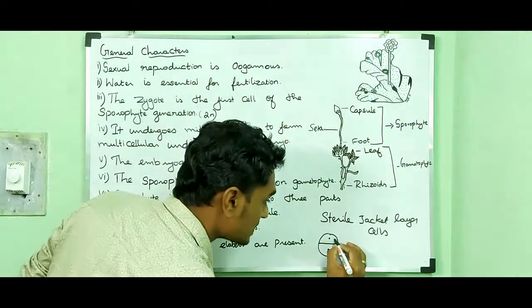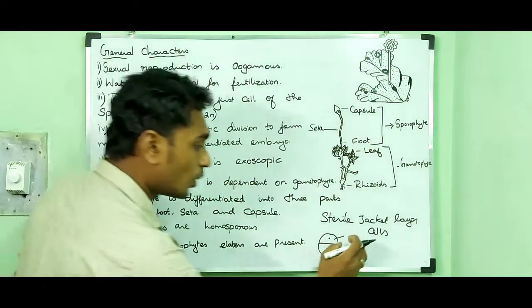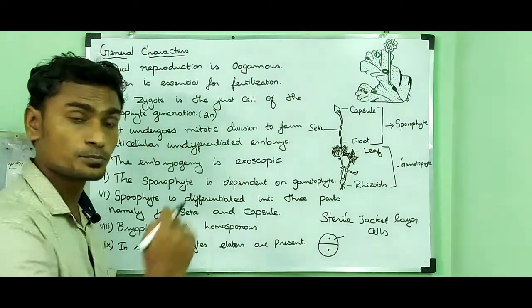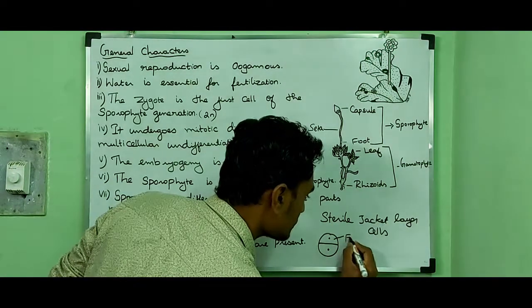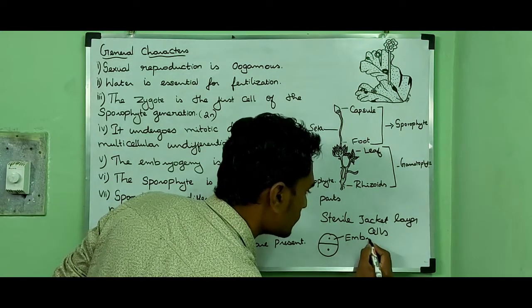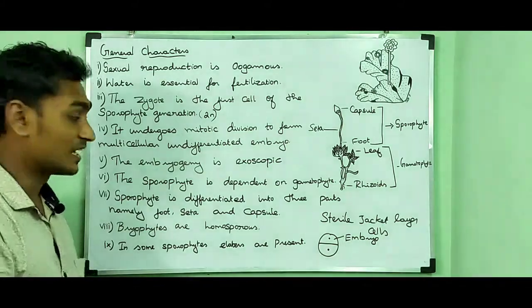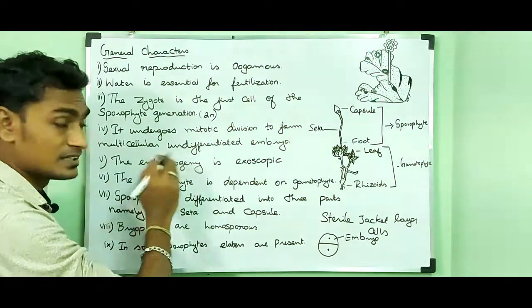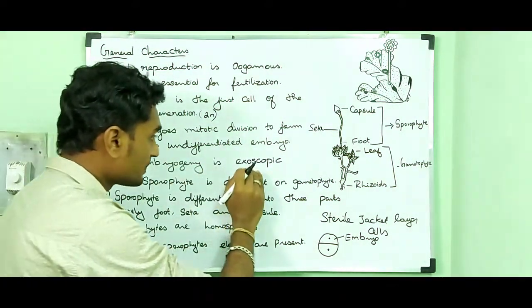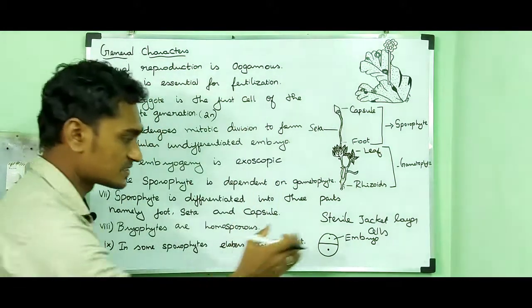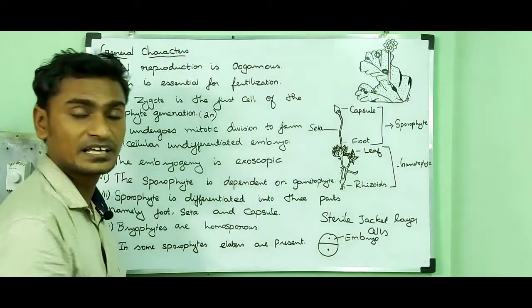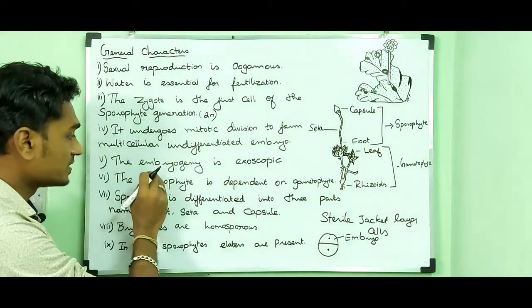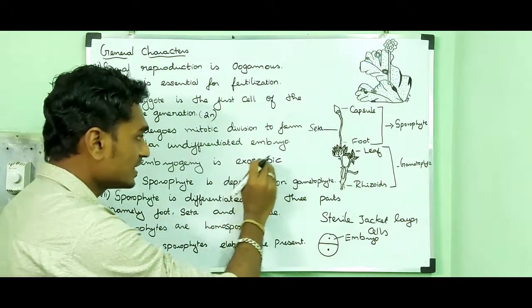The outer cell is able to produce the embryo. What does the outer cell produce? It produces the embryo. That is why they tell us embryogeny is exoscopic. This outer cell can produce the embryo. That is why they have mentioned embryogeny is exoscopic.